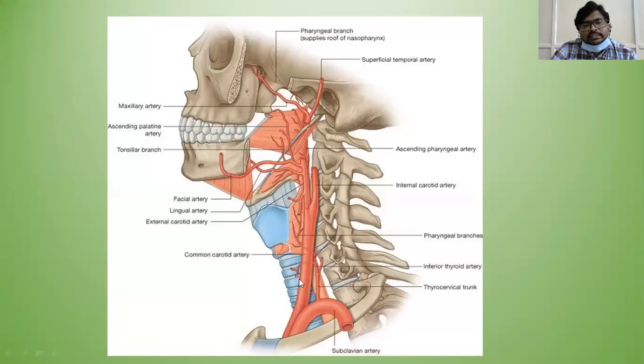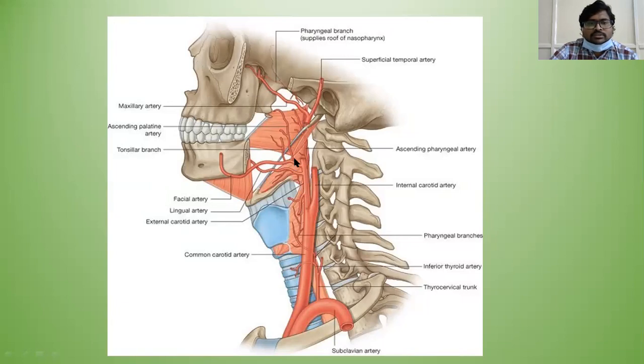As you can see, the common carotid at the level of the upper border of thyroid cartilage divides into external carotid and internal carotid. Internal carotid does not have any branches in the neck. The external carotid gives rise to a single branch ventrally. It's the only branch given by the external carotid artery ventrally. That is the ascending pharyngeal artery. That is the main branch.